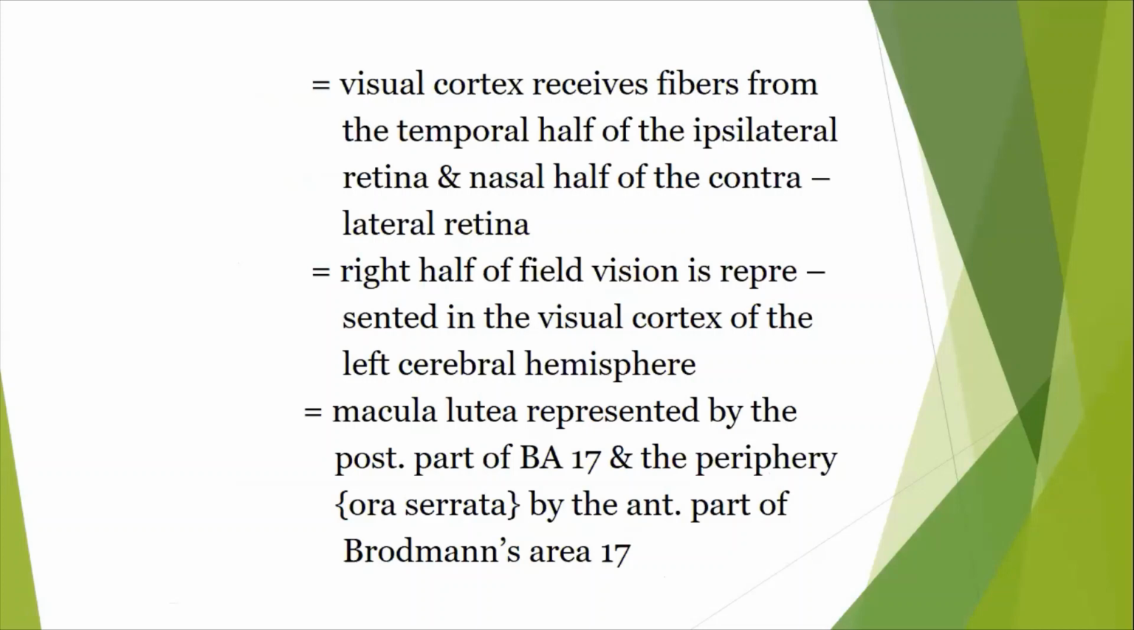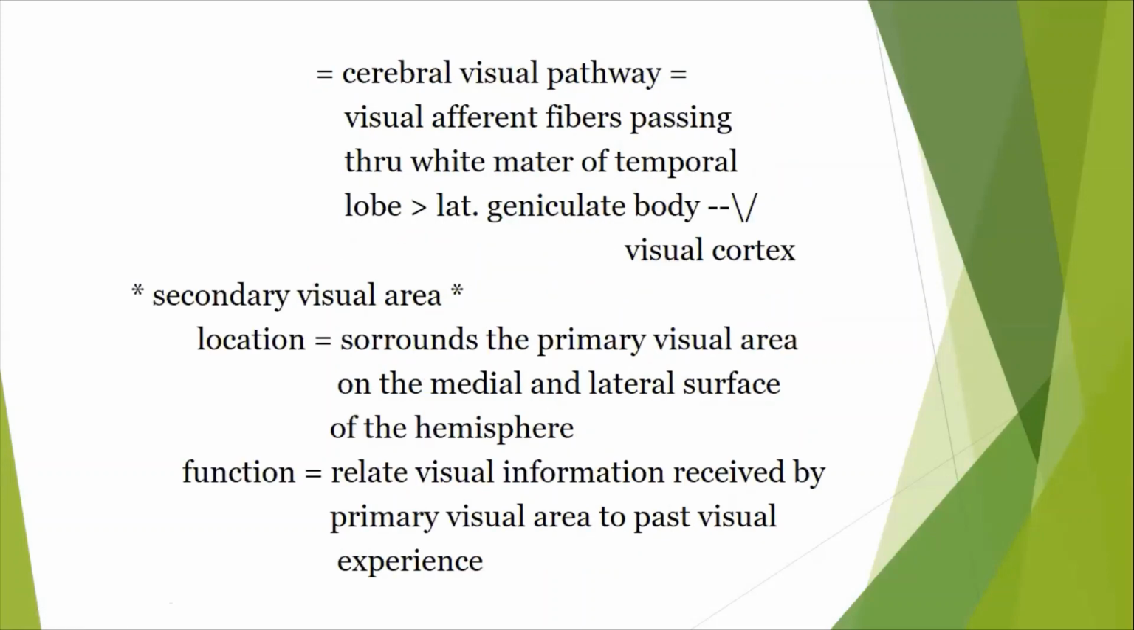The right half of the field of vision is represented in the visual cortex of the left cerebral hemisphere. You have the macula lutea represented by the posterior part of Brodmann's area 17 and the periphery, the ora serrata, by the anterior part of Brodmann's area 17.